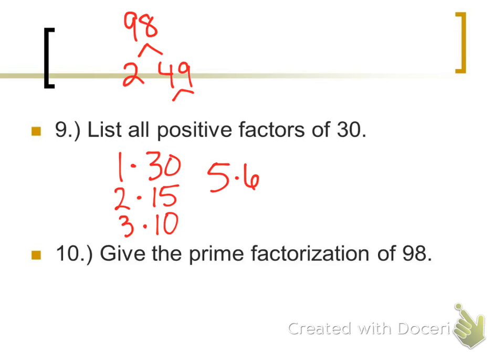We're trying to break down 49. What 2 numbers? 7 times 7. 7 times 7 is how we get 49. Do we need to break those down anymore? No. So our prime factorization is 2 times 7 times 7.